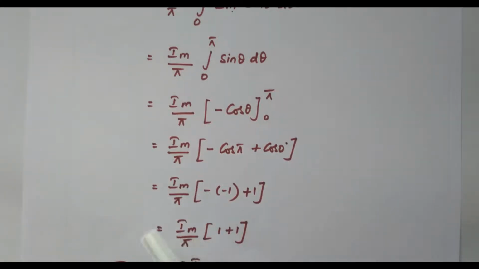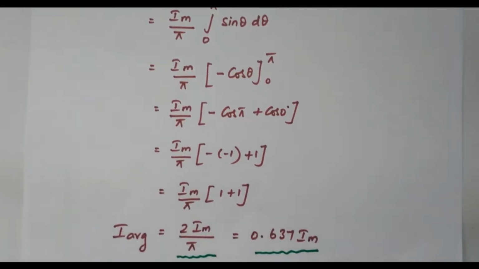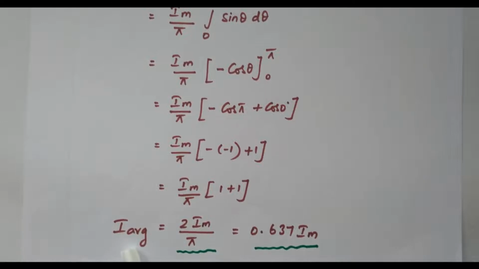So Im by pi, the cos pi value is minus 1. Already one minus is there. Cos 0 value is 1. So minus minus becomes 1, and 1 plus 1 is 2. So I average equals 2 Im by pi. Right. So here 1 plus 1 is 2, so 2 Im by pi. That is nothing but 2 by pi is 0.637 Im. So the average value of current in a sine wave is nothing but 0.637 Im.